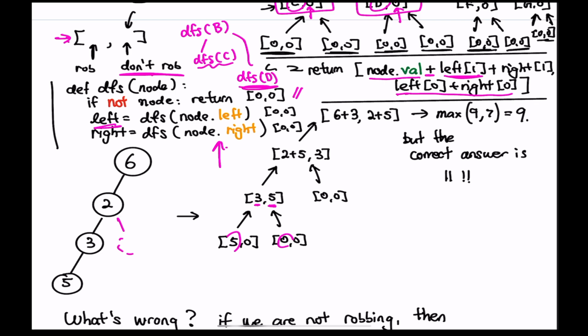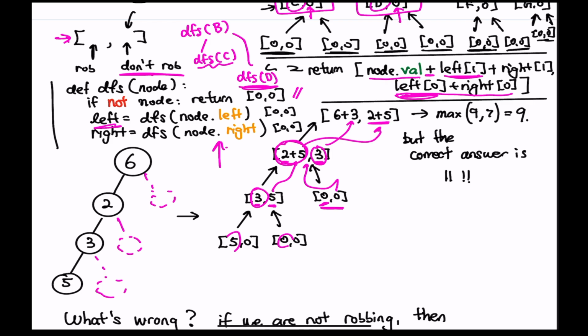You also have an empty node here, and then here you have a 0, 0, and you can take node.val, which will be 2 plus 5 from this one, and then 3 from this one. So we have left of 0, and right of 0 is 0, so we have 3. You go up, we have 6 plus 3, this one, and then 2 plus 5, this one. Then we take the maximum and we get 9.